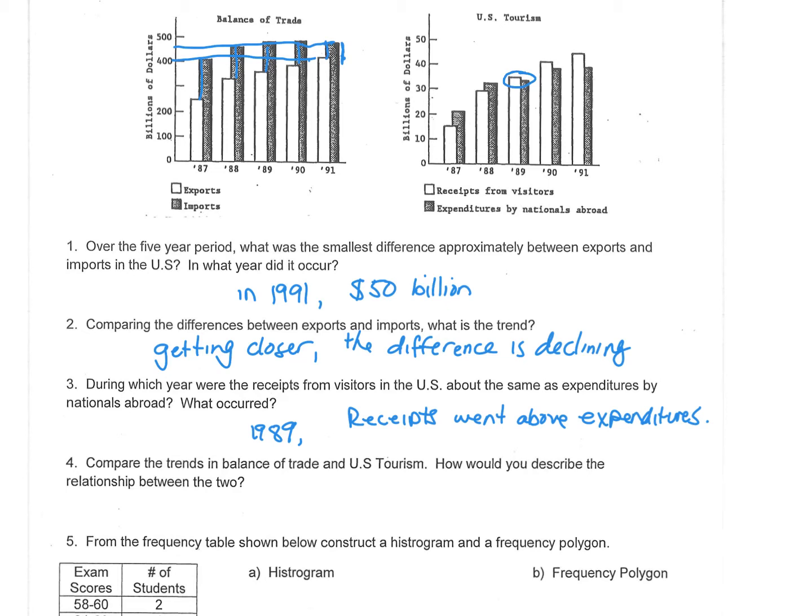Number 4, compare the trends in balance of trade and U.S. tourism. How would you describe the relationship between the two? So noticing that in time here, U.S. tourism is increasing, and also the balance of trade is getting closer together.